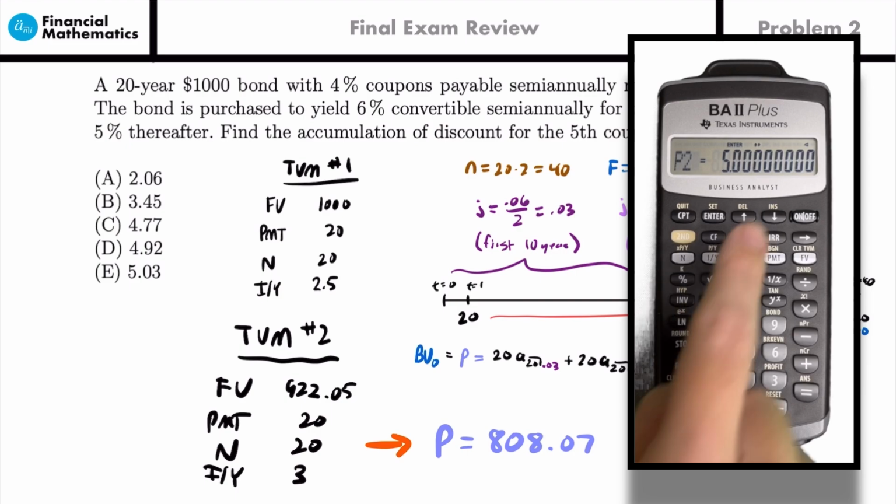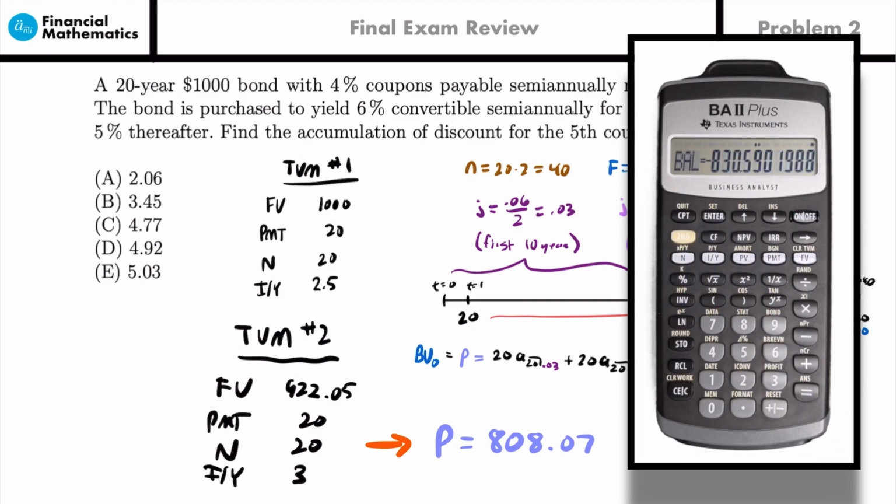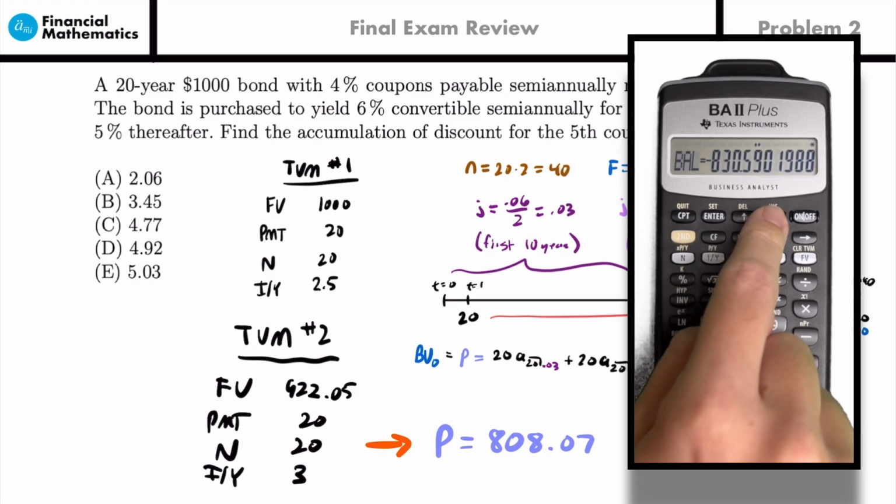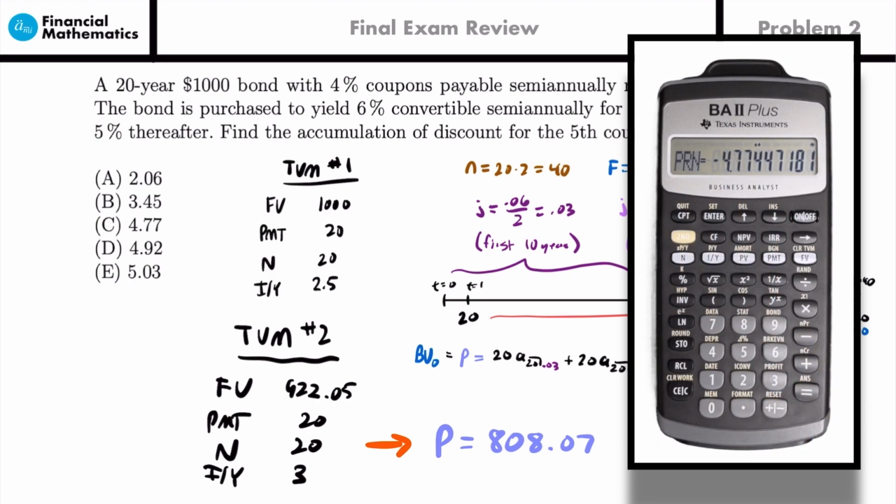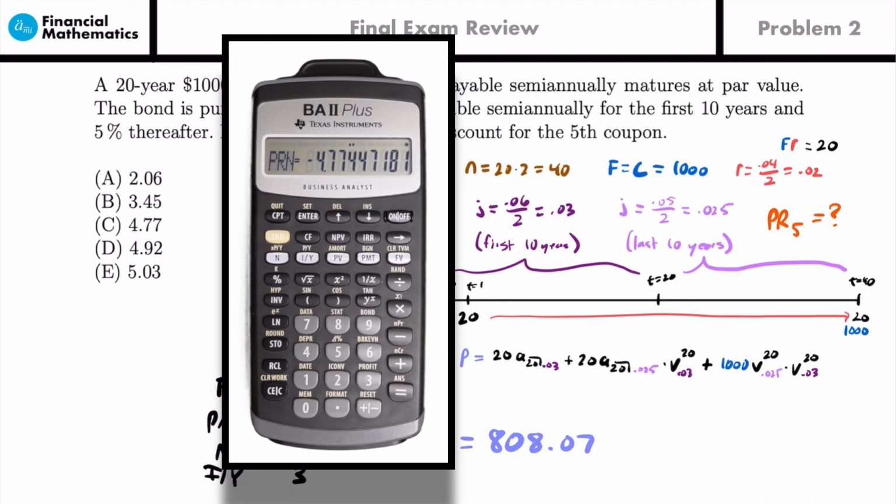Now if you go down, the balance would be the outstanding balance at time 5. We don't care about that. We want the principal, and there it is: negative 4.77. Remember that the problem says the accumulation of discount for the 5th coupon, which means the principal amount will probably be negative, and in this case it is. But we just want the actual amount of discount, so we don't care about the sign. We have found that PR5 is equal to 4.77.